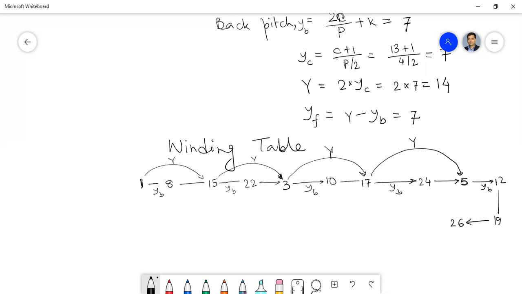Okay. Is there any other explanation? Then 19 plus YB, 26. Okay, that is fine. So you are saying this will be Y, and this is YB. Is there any other explanation? I am asking, is there any other explanation? The pitch is constant throughout the machine, so it should be Y. No, no, no. Is there any other explanation, Swarnadeep Saha?